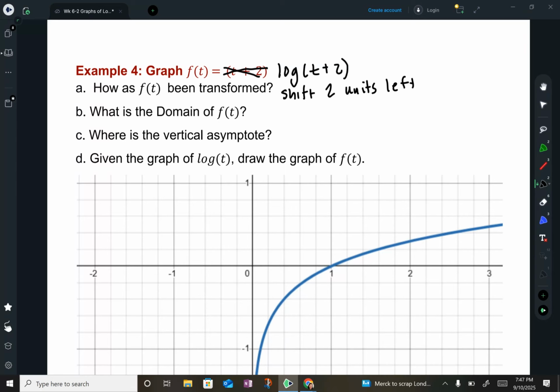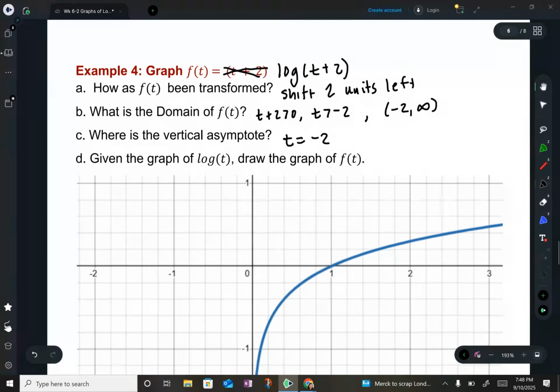So what is the domain of our new function f of t? Well, we need t plus 2 to be greater than 0, so we need t to be greater than -2. So our domain is -2 to infinity, and our vertical asymptote is at t equal to -2.